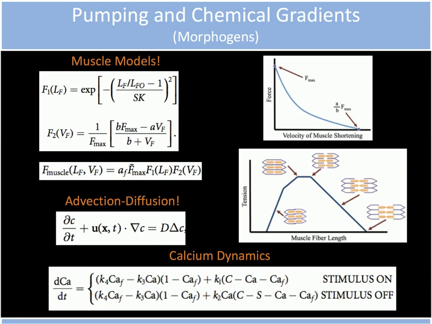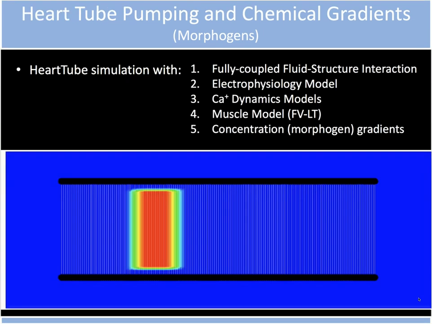In addition to those fiber models, we're also incorporating some extra functionalities such as advection diffusion, like the previous few examples. However, this time we're also incorporating a calcium dynamics model that feeds into an electrophysiology model given by the FitzHugh-Nagumo equations, which models the propagation of action potentials which will actually initiate the heart tube pumping. Now let's actually see what happens.